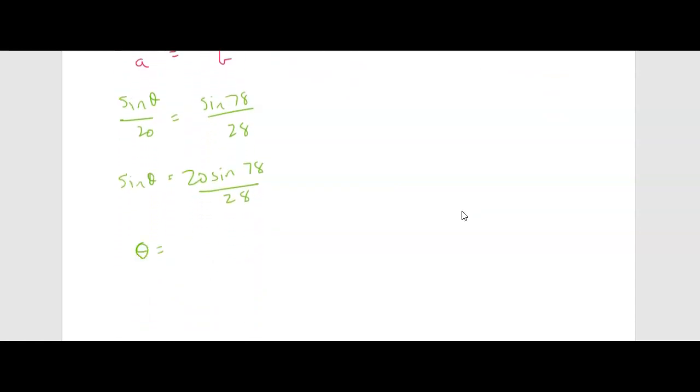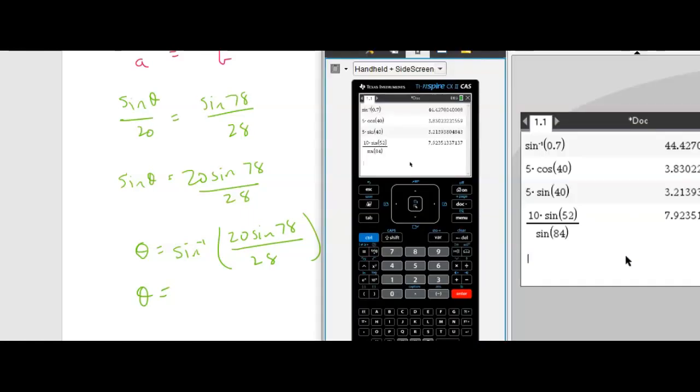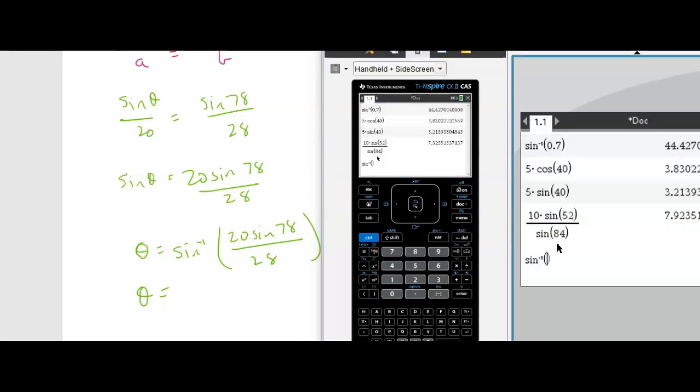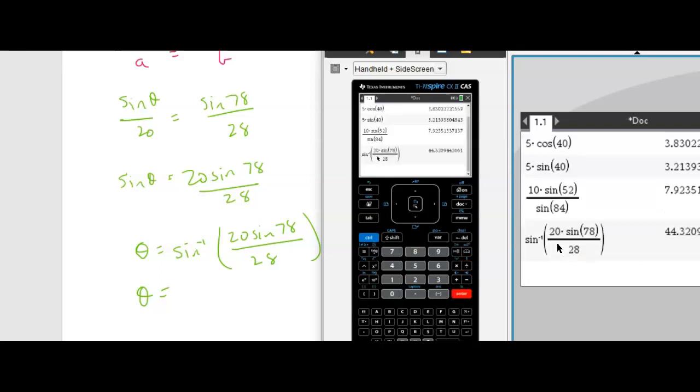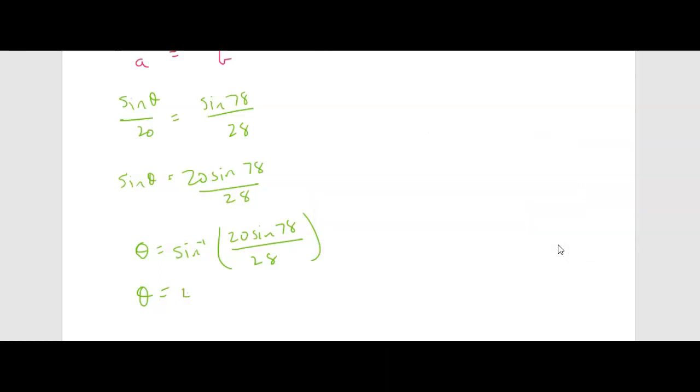So remember when we did the trig ratios, we did inverse sine of both sides? Same thing here. Now just put all this in a bracket though, otherwise you're going to get the wrong answer. Okay, so on our calculator, inverse sine, 20 sine 78 divided by 28. So 44.32. So that's the acute angle.